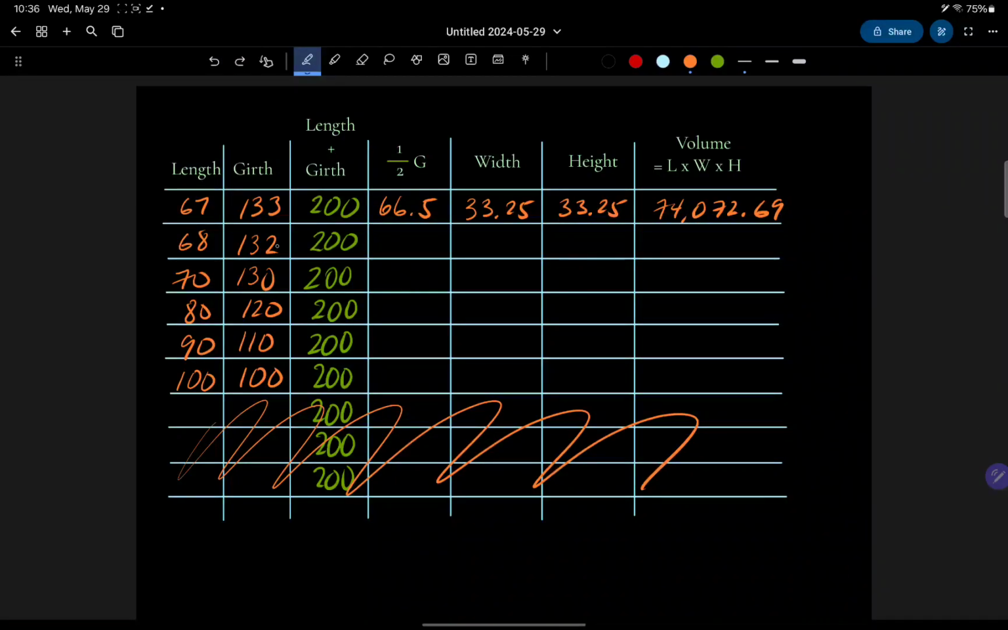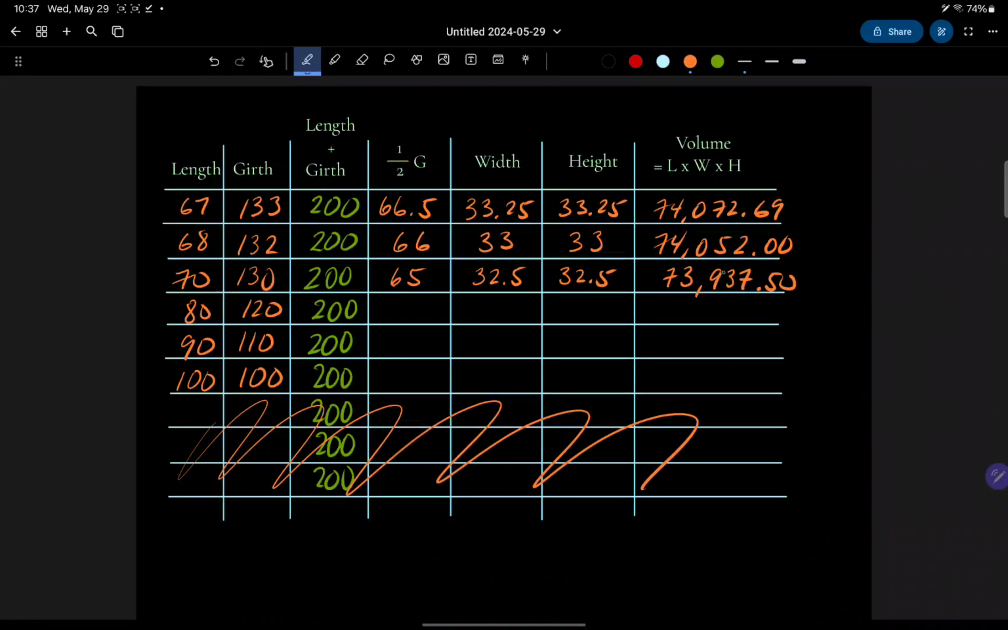So when the length is 68 and the girth is 132, half of 132 is 66, and half of that is 33. So 33 goes here and 33 goes here. Multiplying 68 by 33 by 33, we get 74,052 exactly. Half of 130 is 65, so we put a 65 here, and half of 65 is 32.5. So we have 32.5 here and 32.5 right here. Multiplying 70 times 32.5 times 32.5, we end up with 73,937.50.